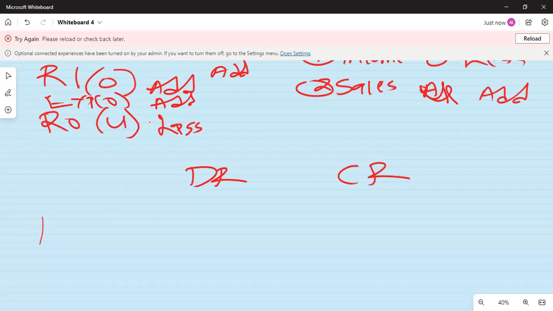So if the item, let's say OU, if the item is going to be on the debit side of the trial balance, and it is overcast, you deduct. If the item is going to be on the credit side of the trial balance, and it is understated, you subtract, be less.